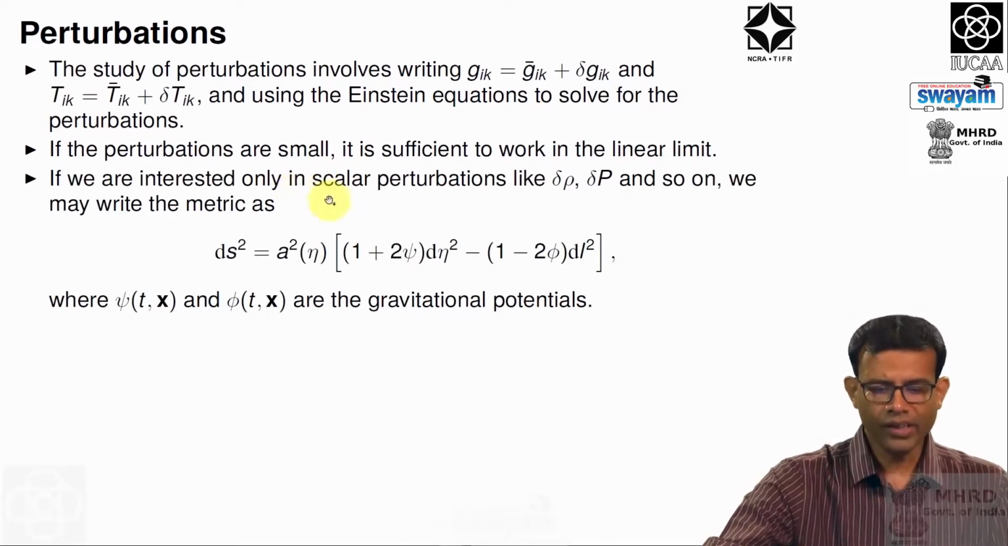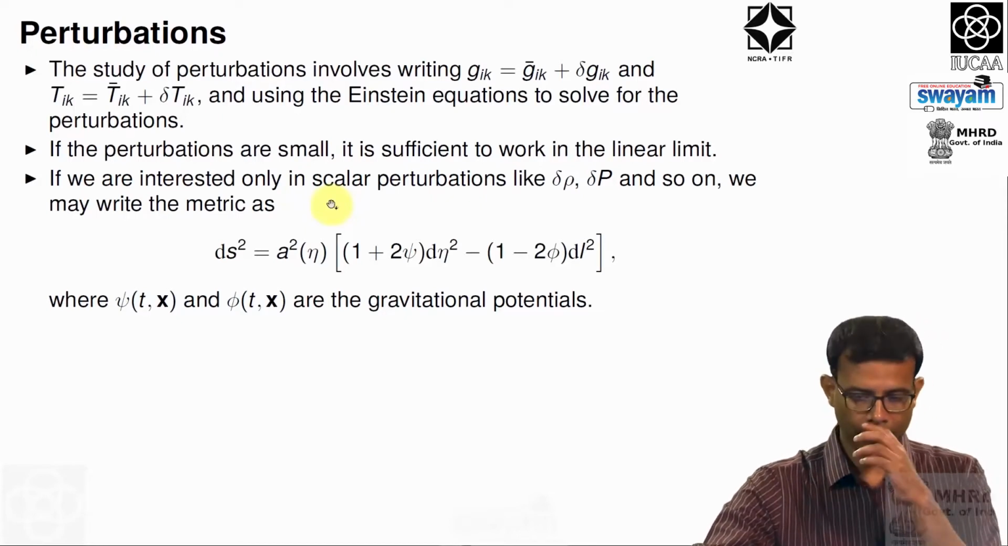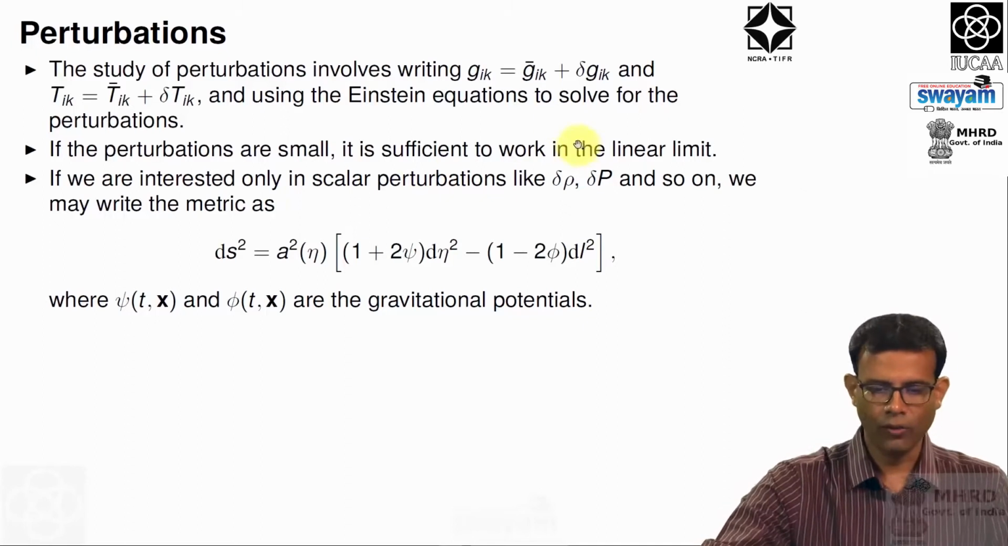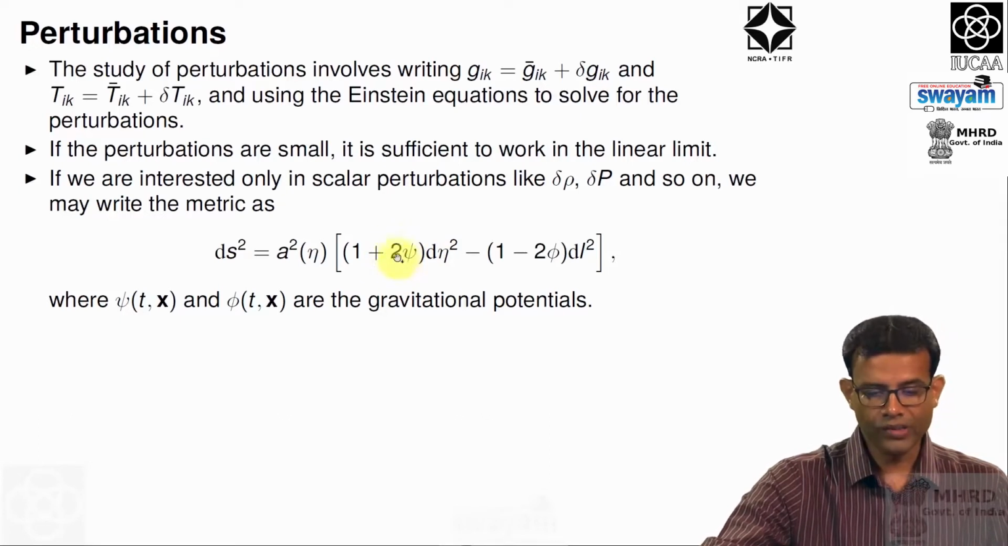Now, if we are interested only in scalar perturbations, like the perturbations in density, pressure and so on, scalar quantities, it turns out we can write the metric simply like this. So, ds square is a square eta, which comes out as we have seen, and then the coefficient of d eta square picks up a term which is written as 2 psi. Similarly, the coefficient of the spatial part picks up a term which I have written as 2 phi.